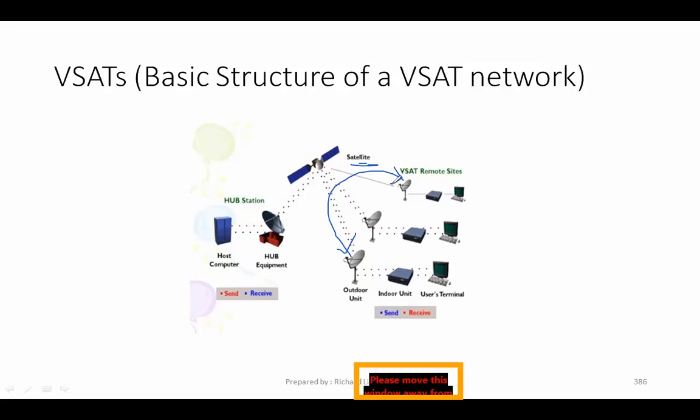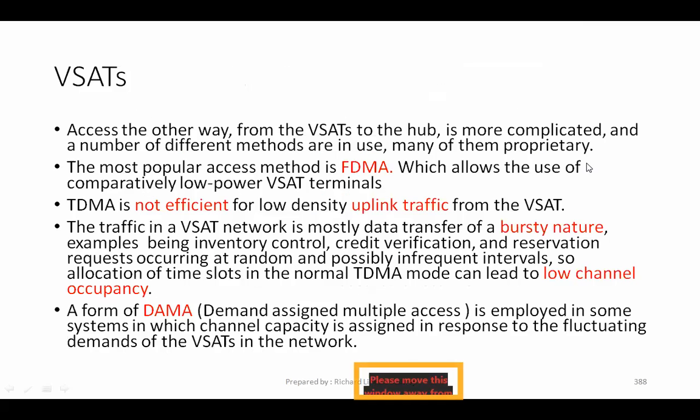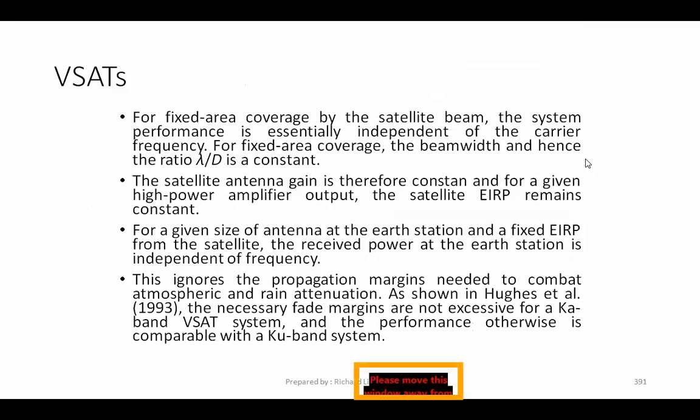Signals have to pass from the first one to the satellite, and from the satellite it needs to come down if it's a single hop. If it's a double hop, then it comes to the hub, and from the hub the information goes to your outdoor unit, so that becomes a two hop. So that's one of the major disadvantages of a VSAT.